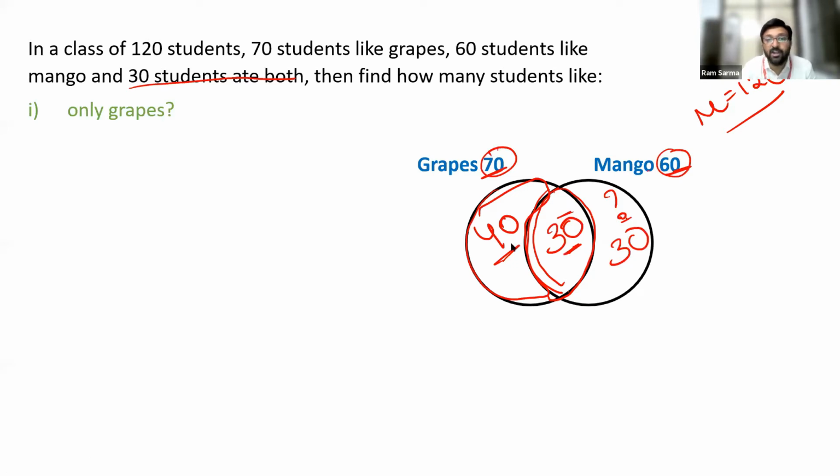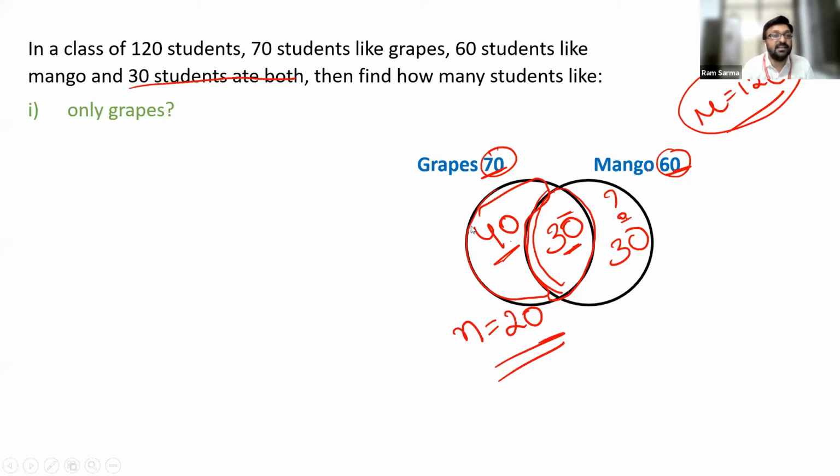Now, the sum of all the three, 40 plus 30 plus 30. The sum of all the elements present in these circles is 100. But there are 120 members in total, and I got 100 by adding these three. So there are 20 remaining. How should we understand this? N is nothing but elements which belong to mu and shouldn't belong to any of the given sets.